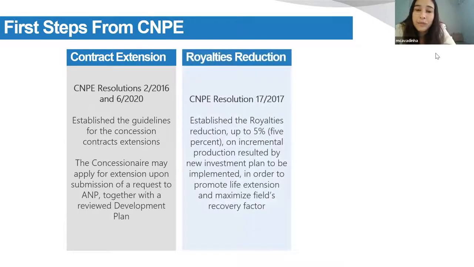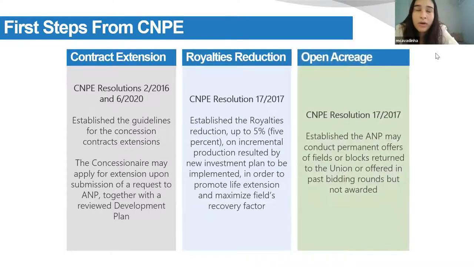Another resolution was the royalty reduction. CNPE established that we can reduce the royalties for mature fields in order to maximize the recovery factor. I will talk more about it later. We also have a resolution that established the offer of new bidding rounds, so it's easier now to hold these bidding rounds in Brazil.